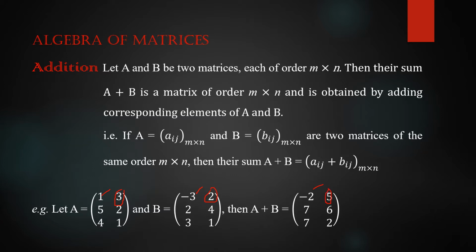In the similar way, this is 5, 5 plus 2 will be equal to 7, then 2 plus 4 will be equal to 6, then 4 plus 3 is equal to 7, and 1 plus 1 is equal to 2. So this is the process to sum up two matrices, okay. So next we go to the next screen, you see.